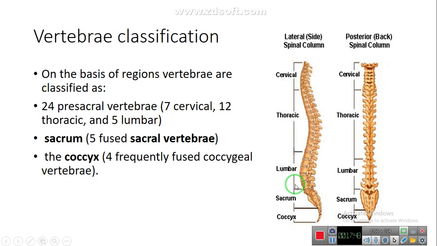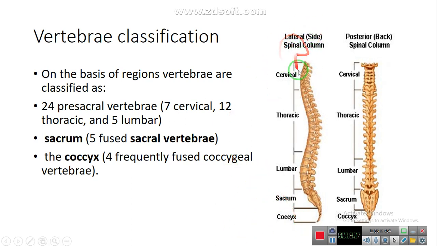Then the fourth region is known as sacrum, which is composed of the 5 fused sacral vertebrae. And the last regional classification is coccyx. Coccyx consists of 4 frequently fused coccygeal vertebrae.